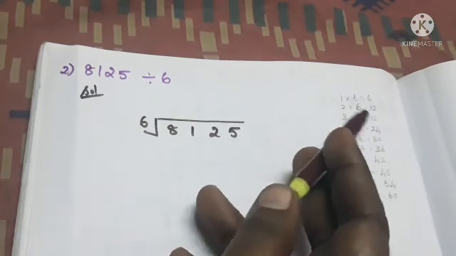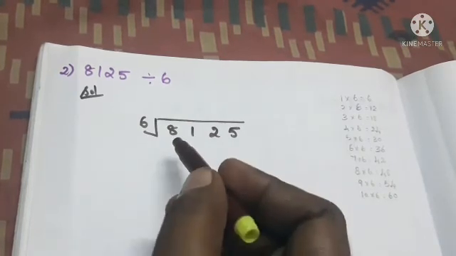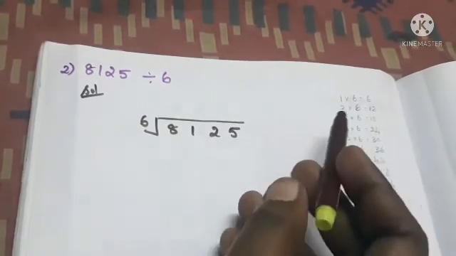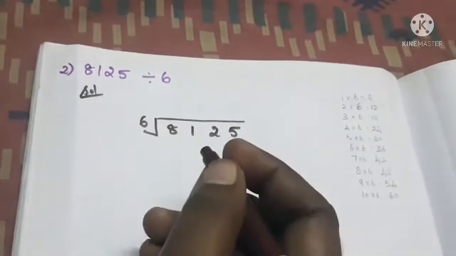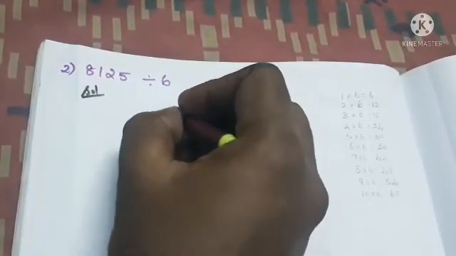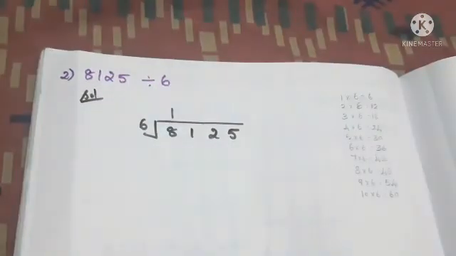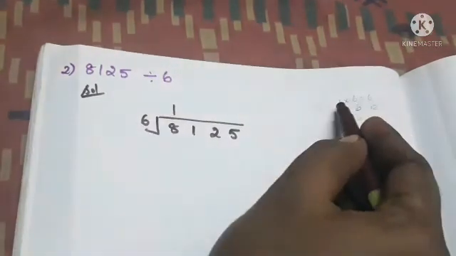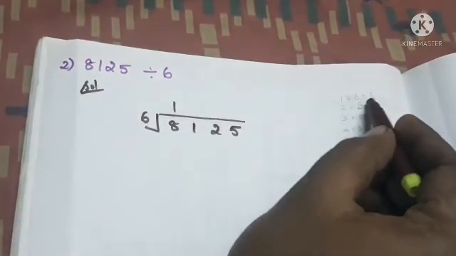166, 2 6s are 12. 12 means it will be greater than the 8. So we have to take 1 into 6, which is equal to 6. That 1 we want to write in the 1000 place value of the quotient first. The 1000 place value of the quotient we can write 1. So 1 into 6, 1 6 is 6.